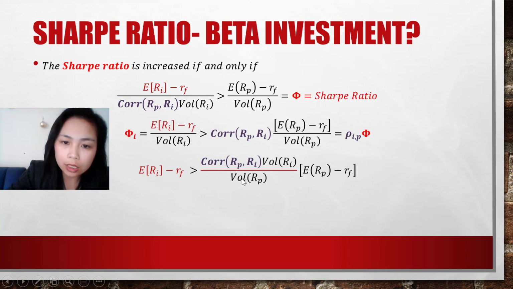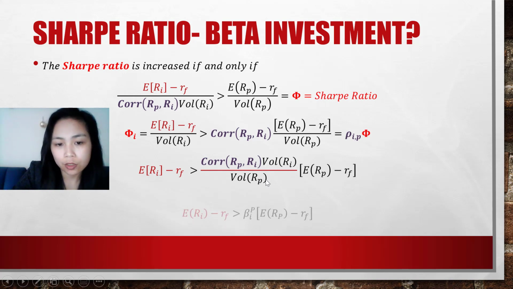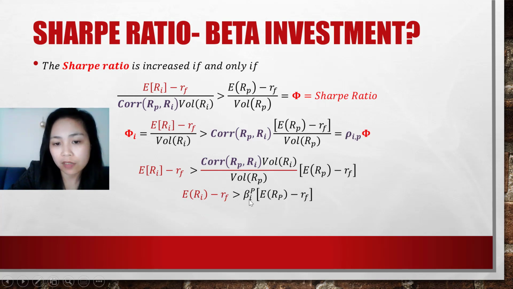And if you look at this ratio, if you multiply both numerator and denominator with volatility of RP, the numerator becomes the covariance between RP and RI, and the denominator becomes the variance of RP. And this ratio is nothing but the beta of investment I with respect to the portfolio P. So we got the risk premium of investment I is equal to the beta of investment I with respect to the portfolio P times the risk premium of the portfolio.